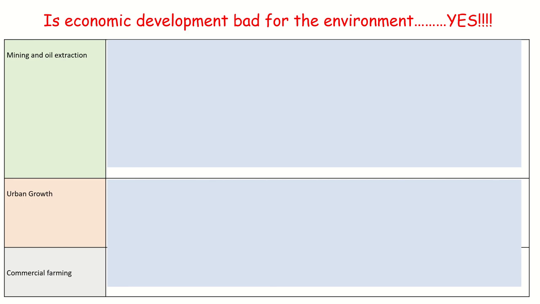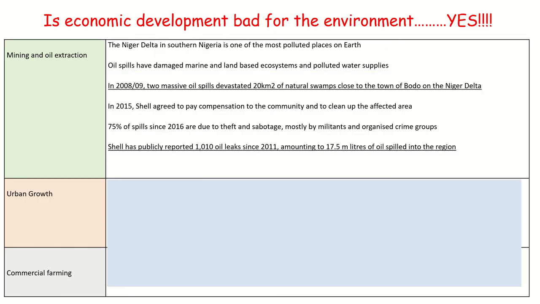And then finally, we've got two questions that could be an easy 9 marker. The first one is: is economic development bad for the environment? Now, the short answer is, yeah, it probably is. Look at mining and oil extraction here, huge amounts of oil spills. I mean, look at that, 1,010 oil leaks since 2011 in Nigeria. We'll re-reference that Bodo oil spill as well.